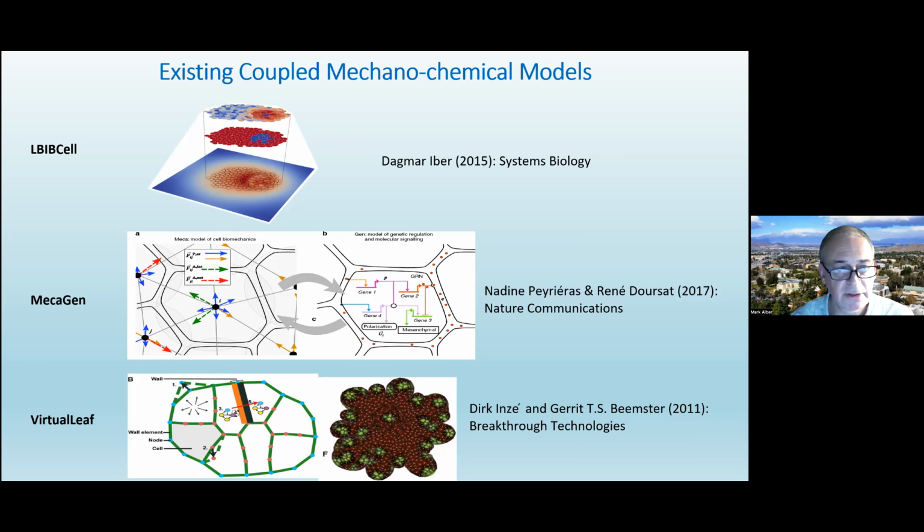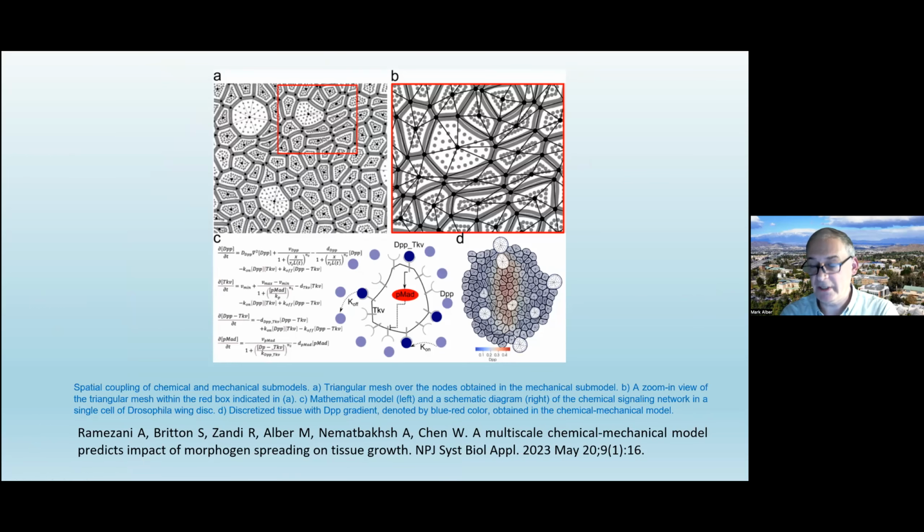And distribution of chemicals. So there are packages which have been developed over the years. One comes from Alber's lab. So it's this one. And then there is MegaGene and Virtual Leaf and so on. So we recently published a paper on a new way to couple a mechanical subcellular submodel with a chemical one. Basically, we introduce triangulation based on shapes of individual cells, and these shapes are not prescribed. It's not like a vertex model, right? We get what we get.